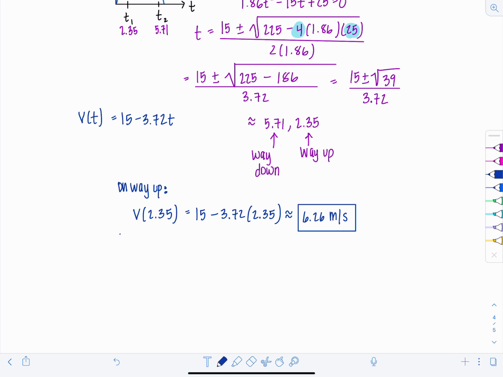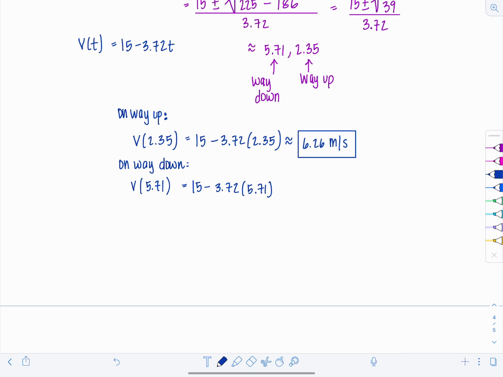All right, and then on the way down, only difference is now I'm going to plug in 5.71 for t. So we've got 15 minus 3.72 times 5.71, which is approximately negative 6.24 meters per second. All right, we probably just have some rounding error because I'm pretty sure they should match up. Okay, so that concludes the lesson.